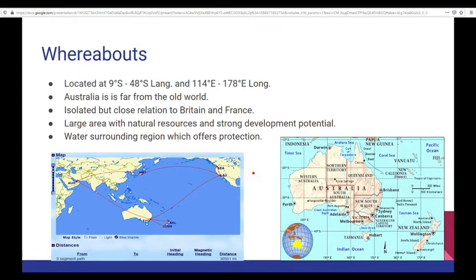And even though Australia is isolated, it's still closely related to Britain and France, since Britain and France both had colonies in the region throughout history. Now, unfortunately, Australia is not a major economic region in the world, but it has very strong potential since it has a large area with a lot of natural resources that it is able to export to other larger countries. And then, of course, the water surrounding the region offers protection, which I'll go into more detail about later.